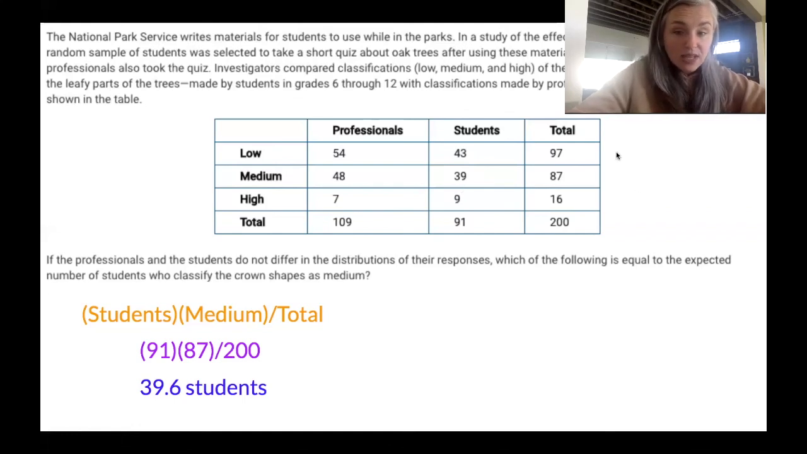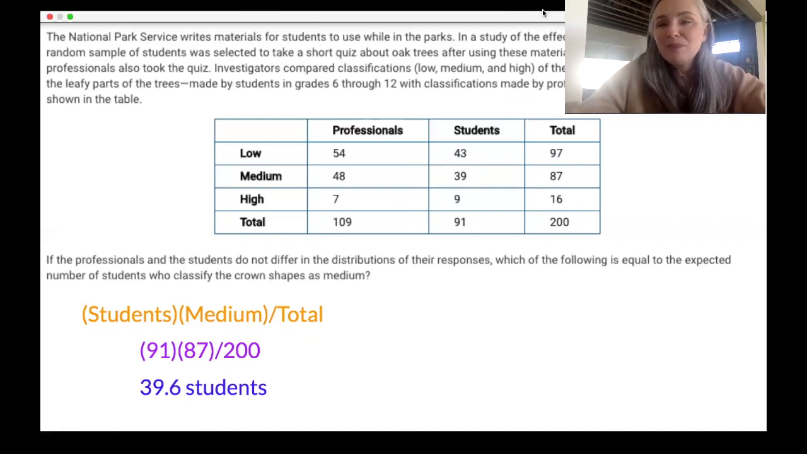Okay, guys, that's it. That's all you need to learn today: how do you find expected value in a two-way table, row times column, divided by total, every time.